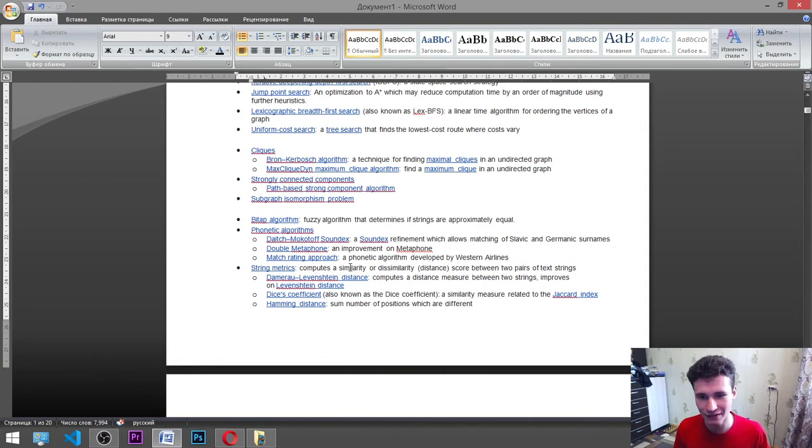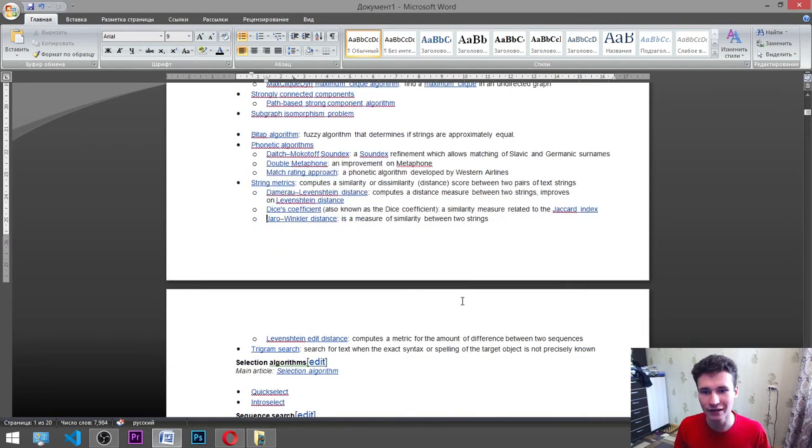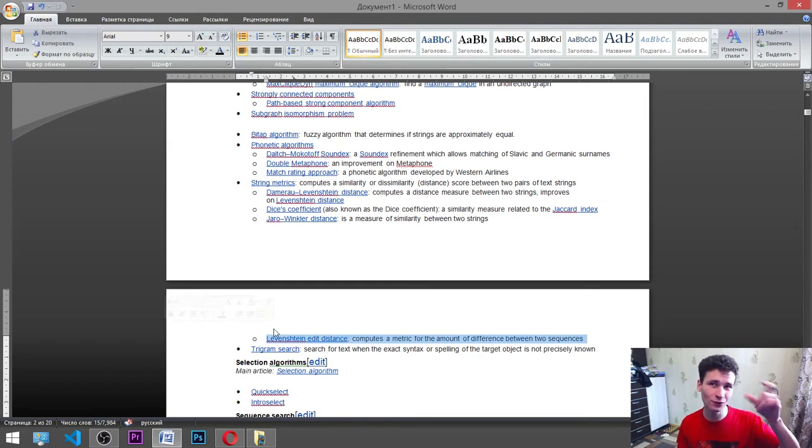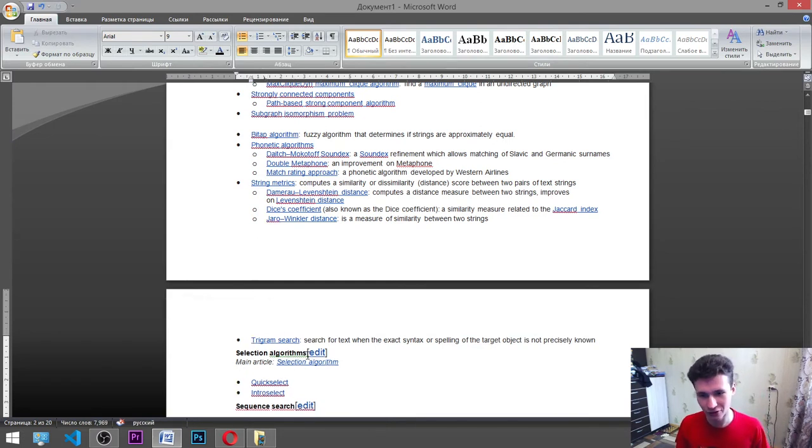String metrics, Damerau–Levenshtein distance, Levenshtein distance, Dice coefficient, Hamming distance, I know. Jaro–Winkler distance need to learn. Levenshtein edit distance, I heard about it. Even, I think so, kind of 45 to 55, I know about it. This is about the distance in editing, when we can edit a word, when we can place one more, insert one letter, when we can delete one letter, I know this algorithm.